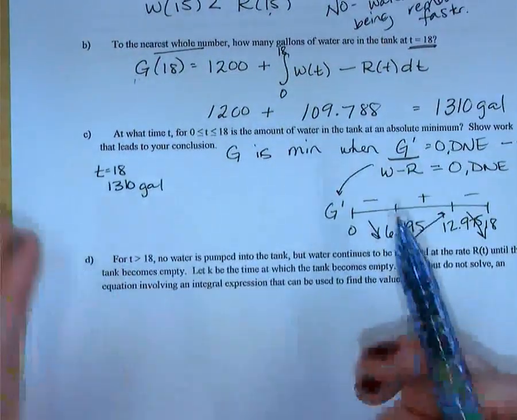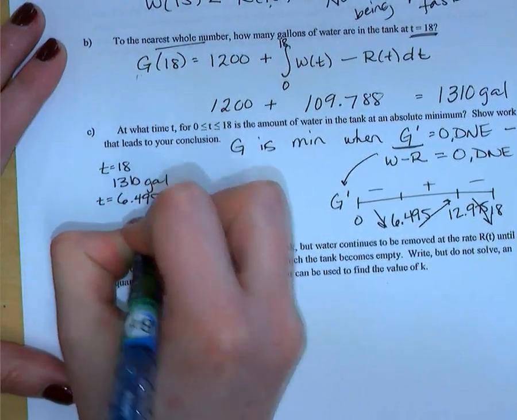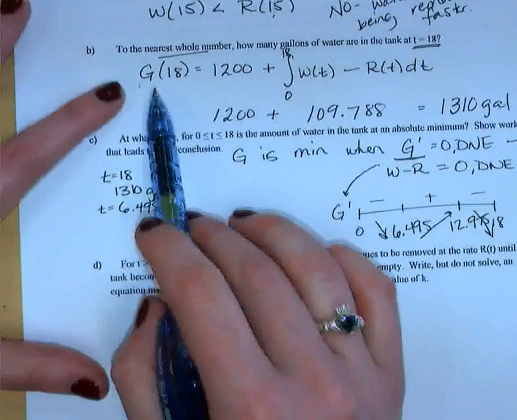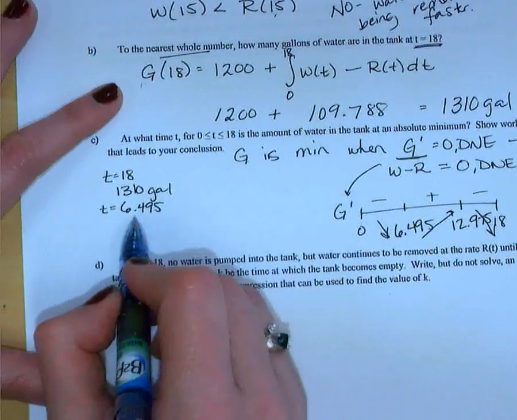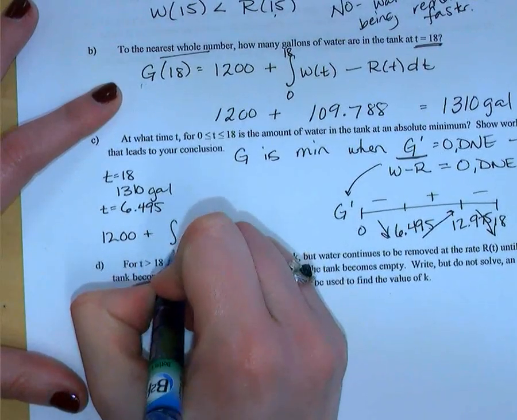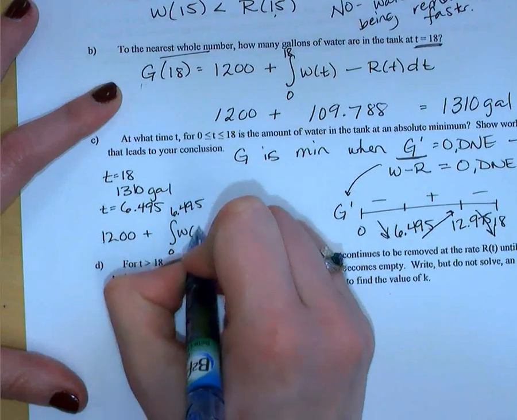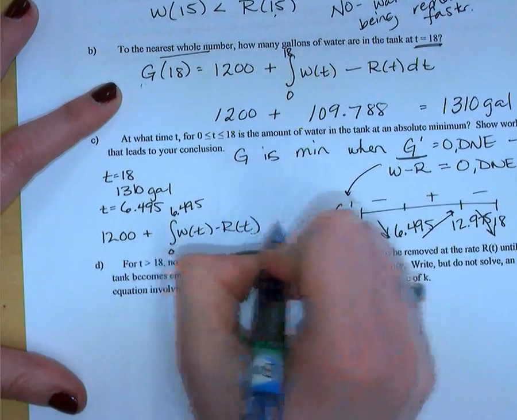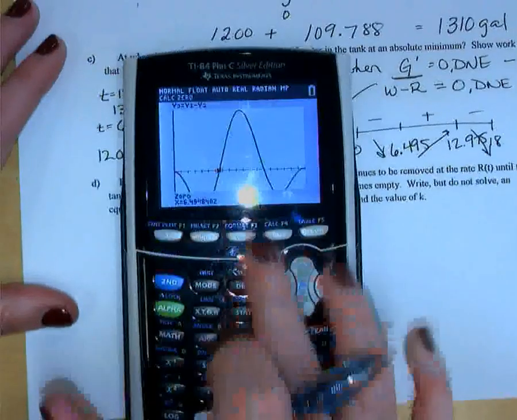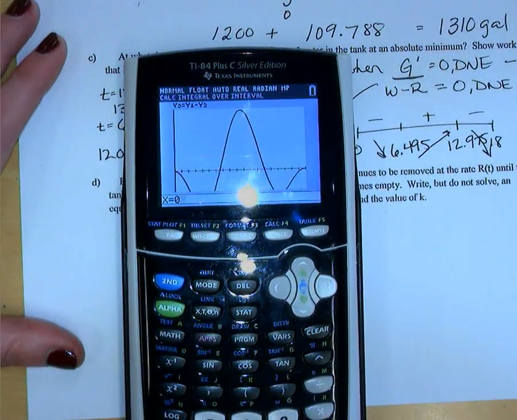What I need to do is find out what's happening when T is 6.495. So everything I did in Part B, I now have to do again at this new time. So 1,200 plus the integral from 0 to 6.495 of W of T minus R of T. And I want to get this answer. So I'm going to integrate. Lower limit is 0. The upper limit, 6.495.